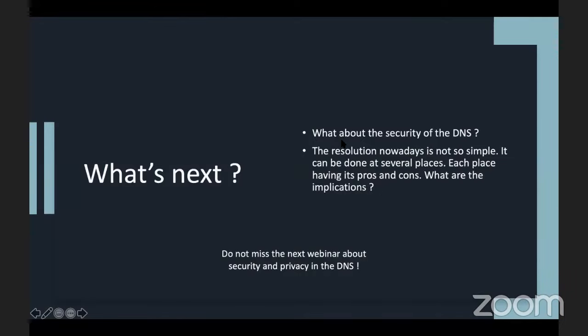Okay, I think we are done. One other question that was over in the chat room. Yes. Is there a disadvantage to use a remote DNS from ISP? Okay, I think here he's talking about the resolver side. Okay. Disadvantage.